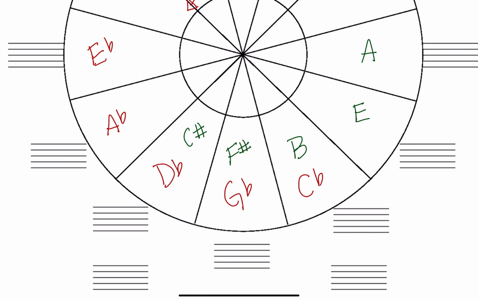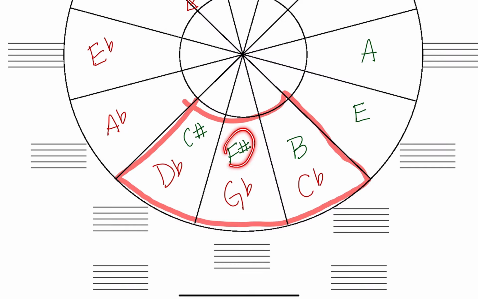And you're noticing that in this area, each of these scales or each of these key signatures has two names, and they are enharmonics. C sharp and D flat are the same note. F sharp and G flat are the same note. B and C flat are the same note. They sound the same, they're just going to be spelled differently, those scales.